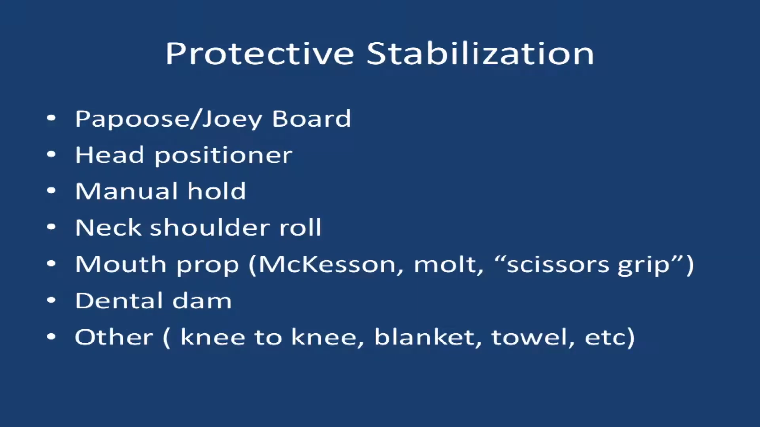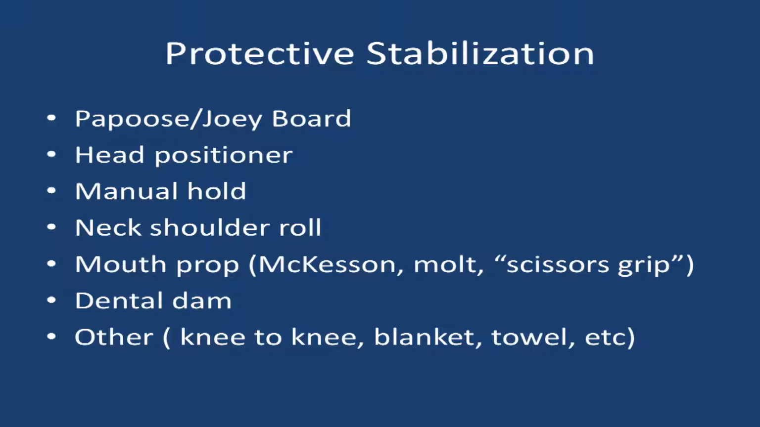Protective stabilization comes in various forms. The typical one we see in training programs is the papoose, and that's available in another form called a Joey board, which is another type of passive restraining device. There's a head positioner, and manually holding the patient's hands or across their elbows to keep them from raising them during the administration of medications. A neck or shoulder roll is provided.